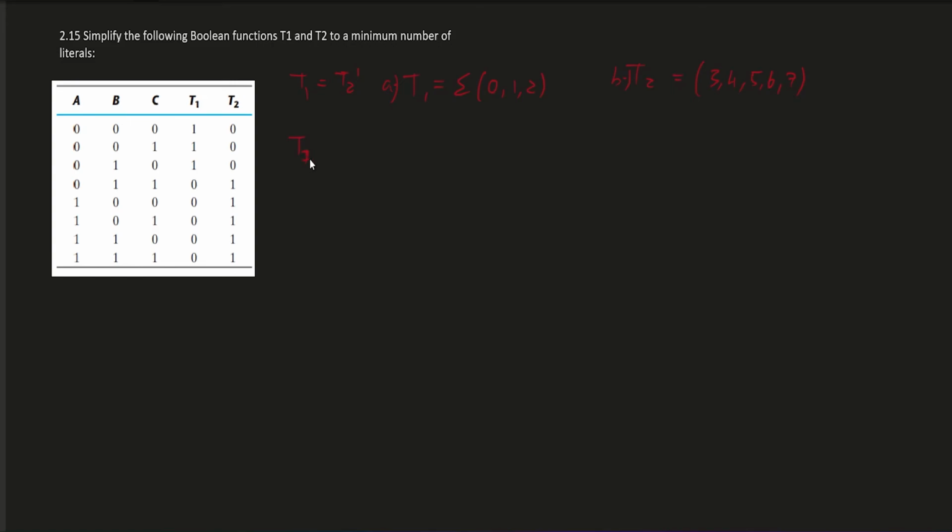So T1 is a bar b bar c bar plus a bar b bar c plus a bar b c bar. So we can take a bar b bar common from these two, then we have c bar plus c, which is 1, then finally we have a bar b bar plus a bar b c bar. Now we can take a bar common, so it will be a bar into b bar plus b c bar, and for b bar plus b c bar we should use the distributive law, then it will become b bar plus c bar. So a bar into b bar plus c bar. This is T1.